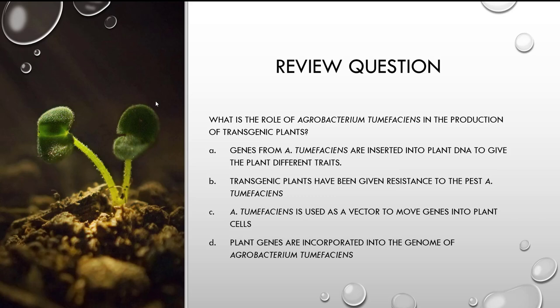If you said C, I would agree with you. So Agrobacterium tumefaciens is the vector, okay? So it's the plasmid. We insert the DNA or the gene into the plasmid, and it's used as the vector to get it into the plant cell. So C is the correct answer.